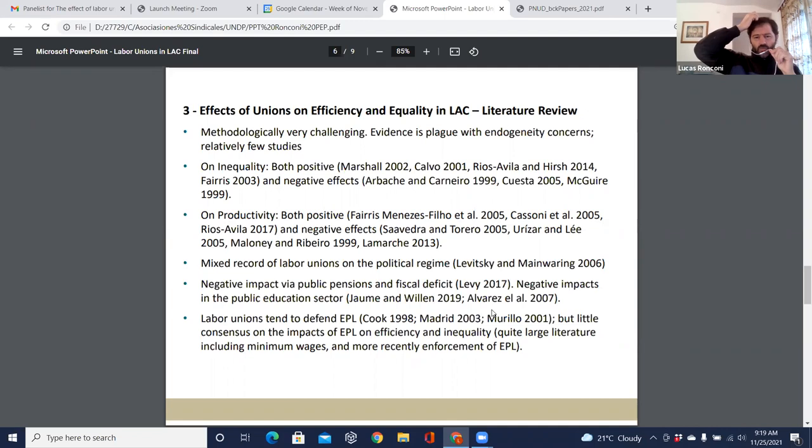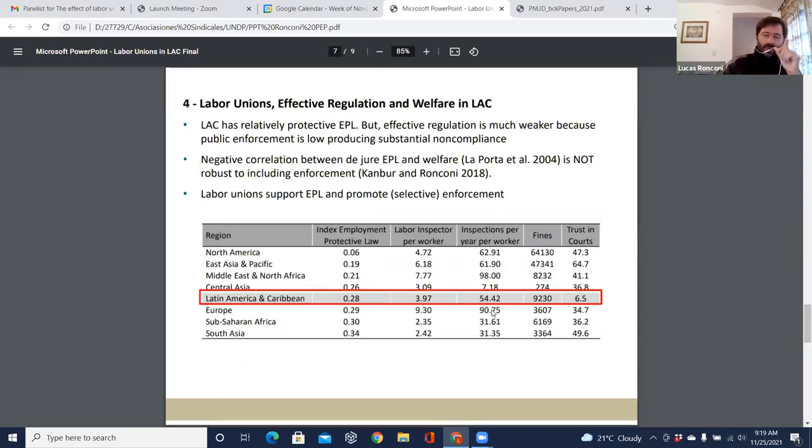Before moving there, let me say one piece of evidence where there is consensus: labor unions do defend employment protection legislation, EPL. Now, there is discussion about whether stringent EPL is positive or negative for efficiency and equality. So let me move to that point.